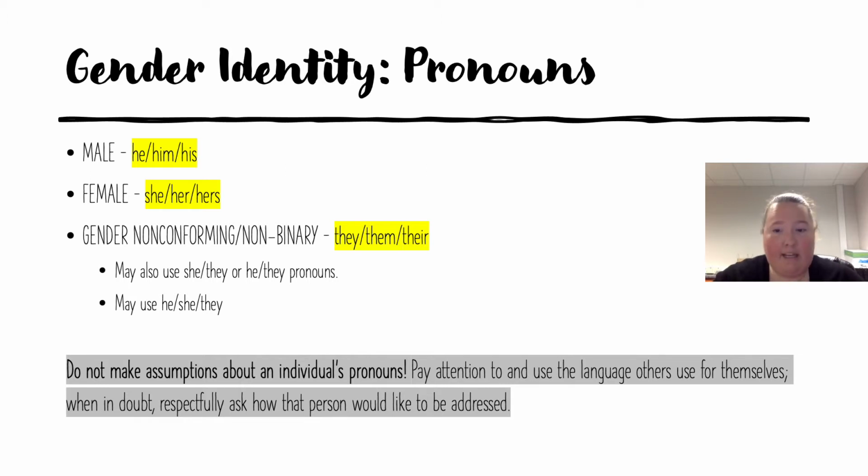We should never make assumptions about an individual's gender identity or pronouns. However, we can pay attention to how individuals refer to themselves. When in doubt, we can respectfully ask how an individual would like to be addressed. So this goes back to making assumptions based on their gender expression. If an individual appears more masculine, we might think that they use he, him, his, and we would use those words to talk about that person, but maybe that's not aligned with their gender identity. So we need to be careful to not increase gender dysphoria and to be respectful of how individuals see themselves.